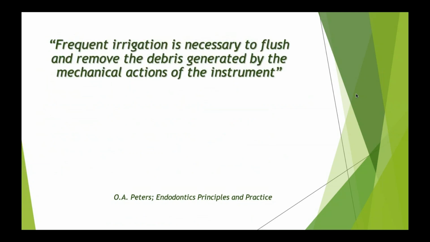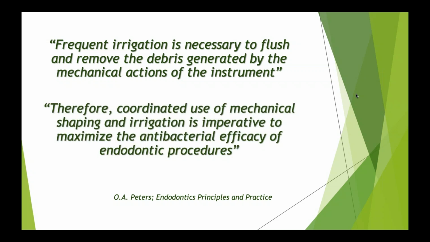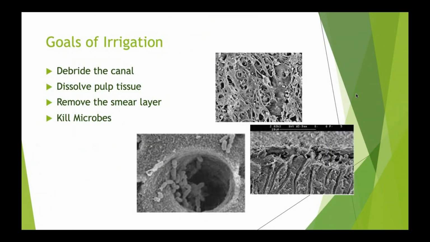So Ove Peters has basically said it's the frequent irrigation that's necessary to flush and remove the debris generated by cleaning and shaping the canal systems. Therefore, we need to use this interaction between cleaning and shaping and irrigation. That means we have to clean and shape with our files, and we have to go in and rinse everything. That's the method we have available today. So what are our goals of irrigation?